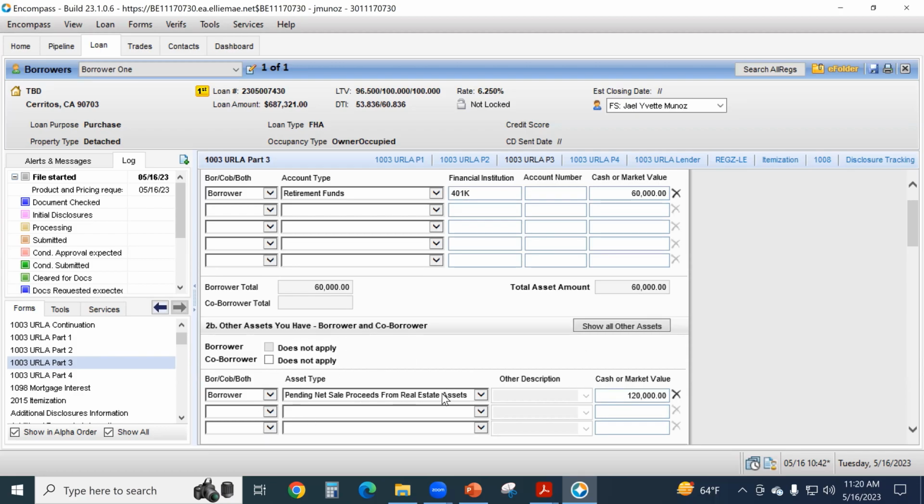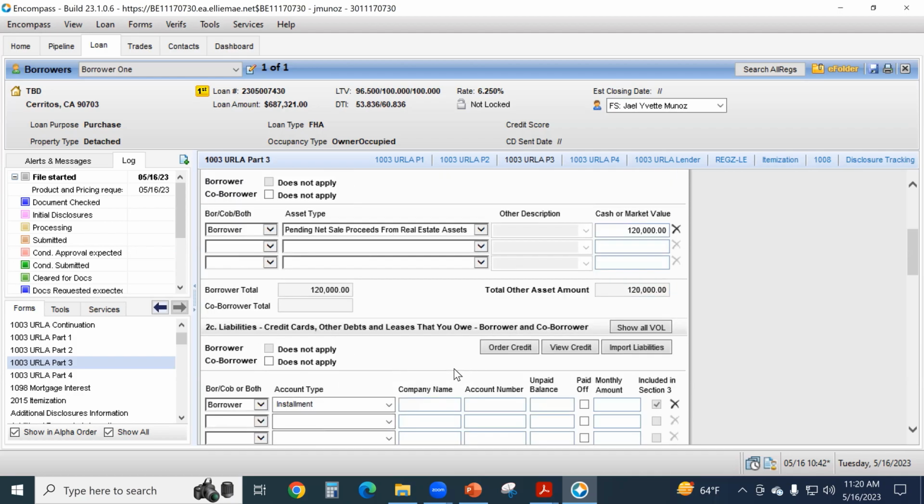Additional assets, this is pretty obvious: if they're selling a house and agree to purchase this home, you want to put in the anticipated amount of proceeds you're going to get. That's going to filter over into everything you need.